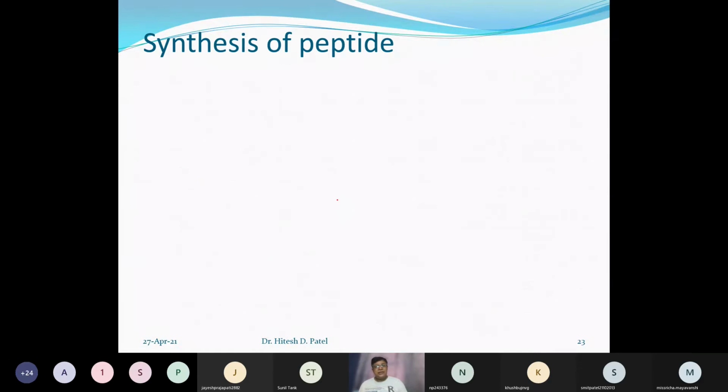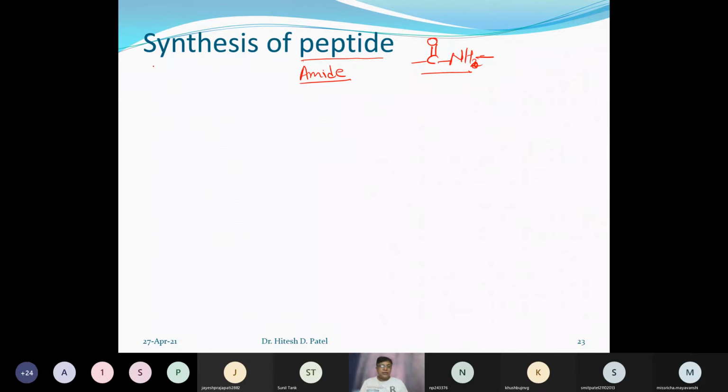Now the next one is synthesis of peptide. The synthesis of peptide is also known as synthesis of amide. Why is it called peptide and why is this called amide? Actually, based on the functional group, both are the same. CONH group, this one is known as amide or this one is also known as peptide.